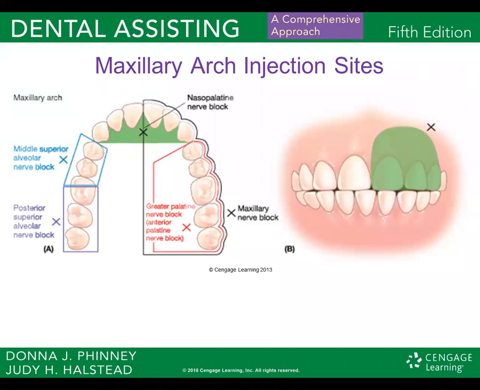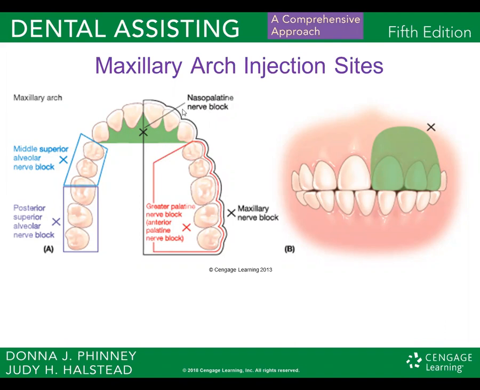I would like for you guys to make sure you study this in your book because this is actually on the test. I believe it's this picture. If not this exact picture, it's very similar. And you have to know what type of injection site is what.